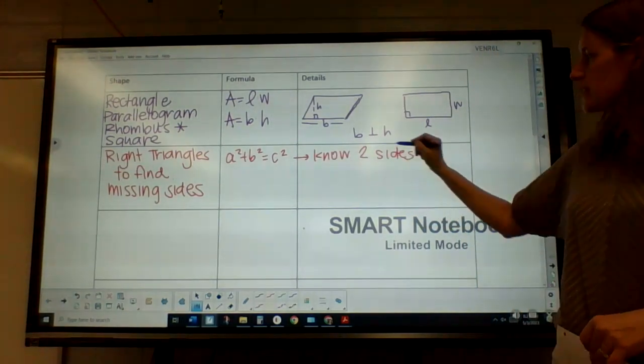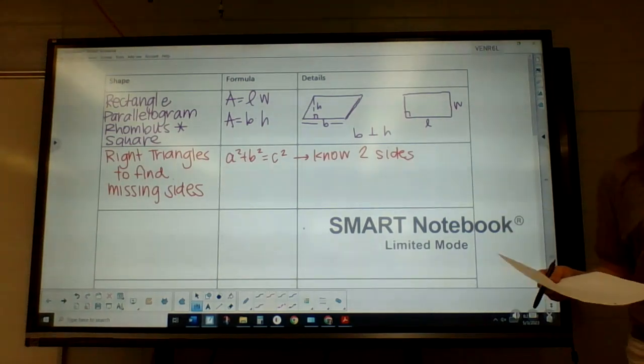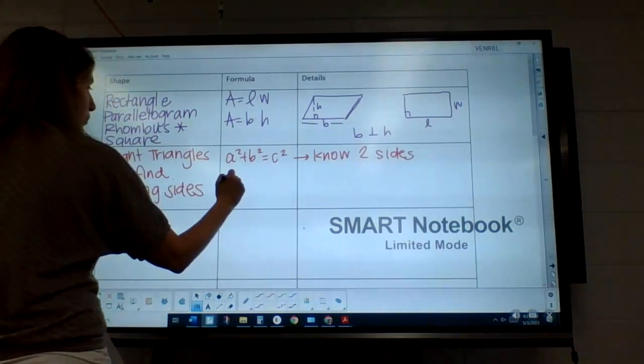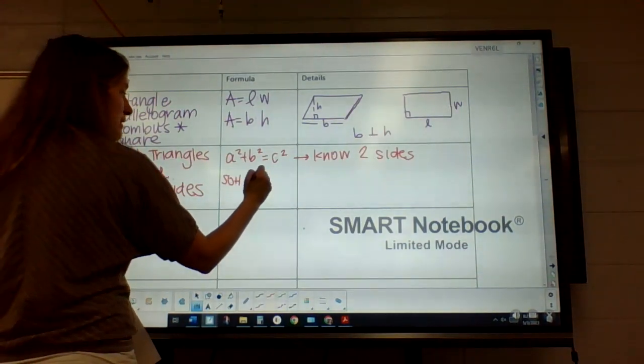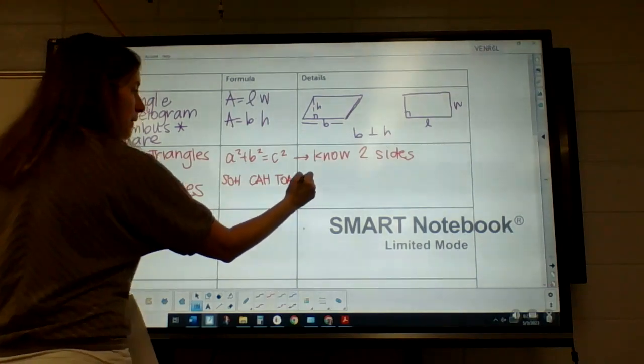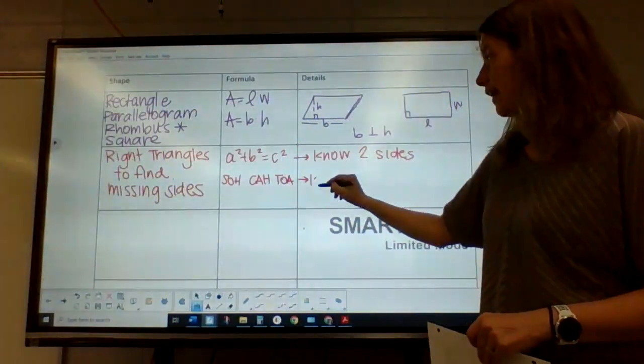So this one works if we know two sides. A squared plus b squared equals c squared. So if you know two sides of the right triangle, you want to use those. If you don't know two sides, but you know a side and an angle, that's when we use SOHCAHTOA. So there will be some SOHCAHTOA on this test. Not a ton. There's not like every problem.